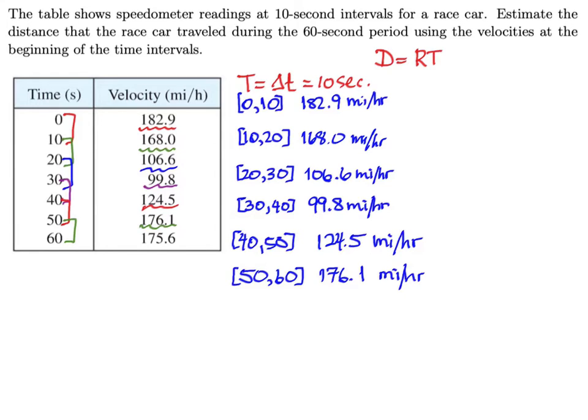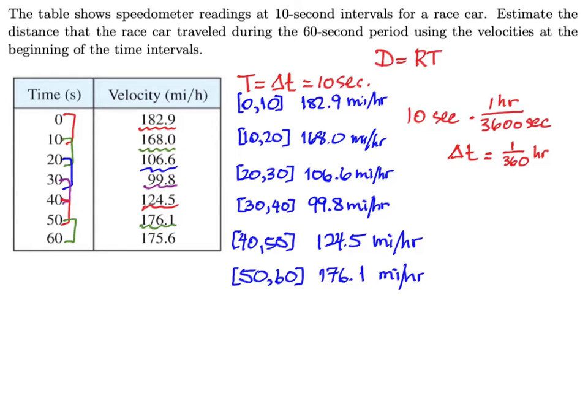But first we have to remember, t is going to be the length of the time interval. They're all 10 seconds, right? But we have to notice, oh, look, our speed is in miles per hour. Our time is in seconds, so we've got to convert. So 10 seconds is, there are 60 seconds in a minute and 60 minutes in an hour. So 10 seconds times 1 hour for every 3,600 seconds gives us delta t is really 1 over 360 hours.